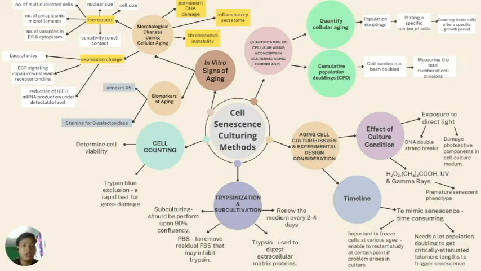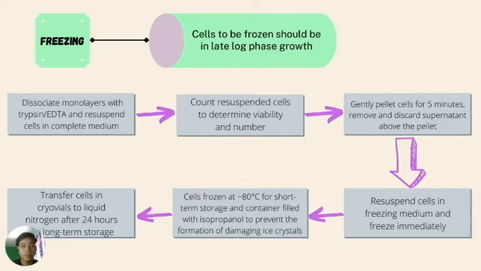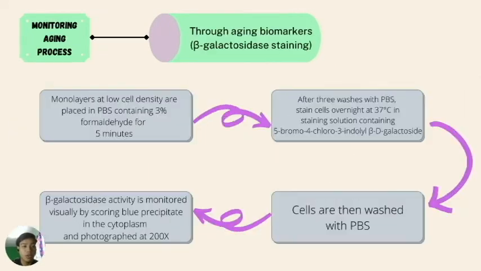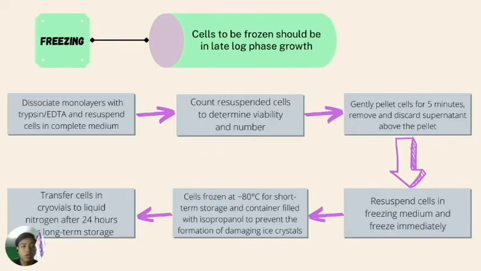Okay, the other procedures for culturing aging fibroblasts are freezing, thawing, and also monitoring the aging process. The third one is freezing. Cells to be frozen should be in late log phase growth. Firstly, dissociate monolayers with trypsin-EDTA and resuspend cells in complete medium. Next, count the resuspended cells to determine viability and number.